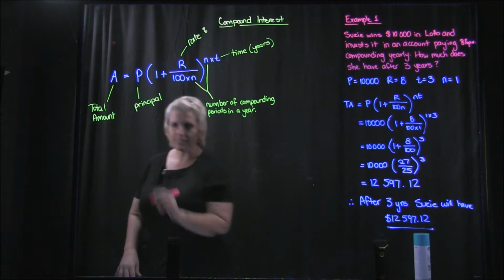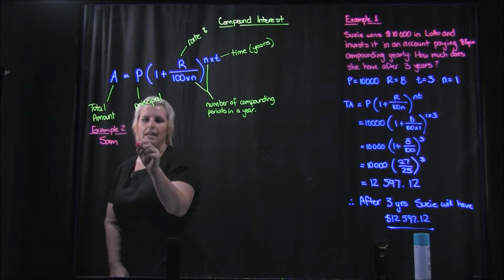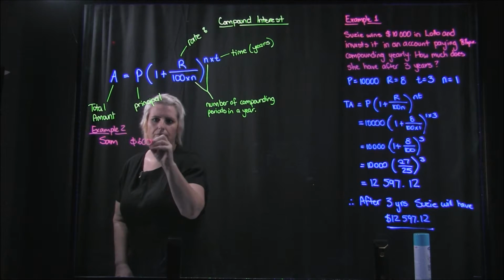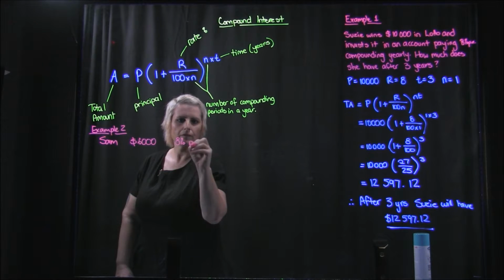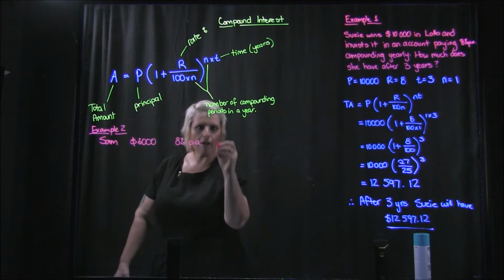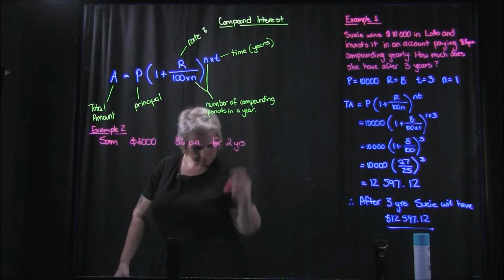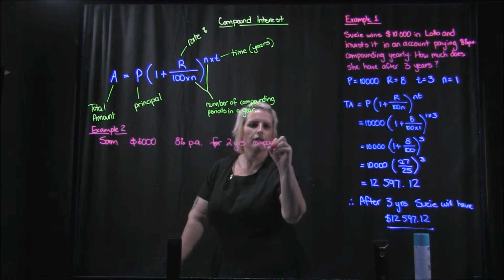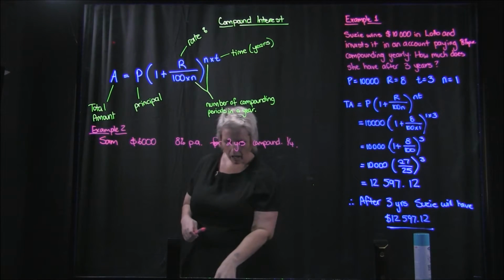So Sam is investing, this is our example 2. Sam is investing $6,000 at 8% per annum for 2 years, compounding quarterly. Okay, so that's 4 times a year.